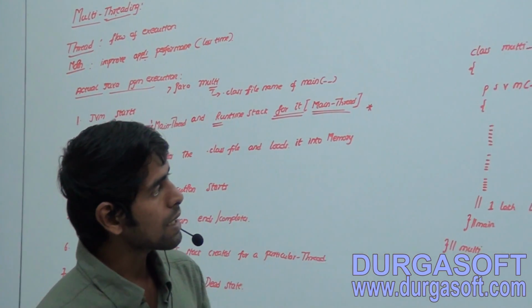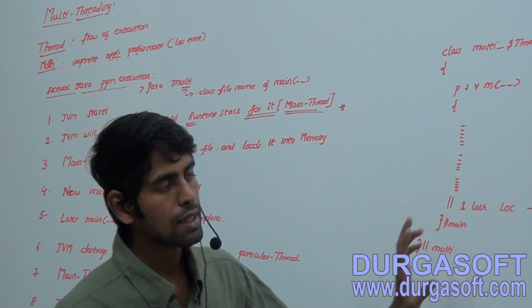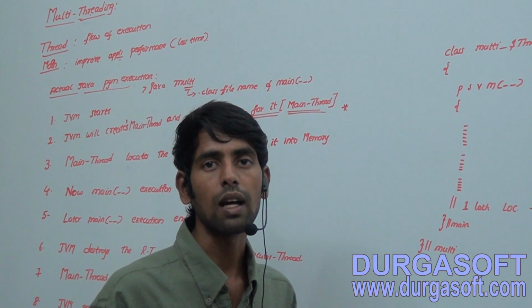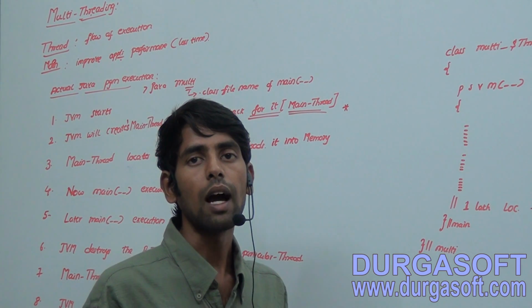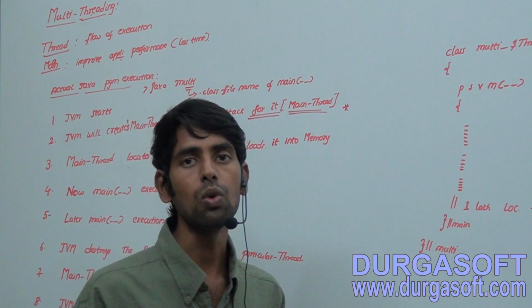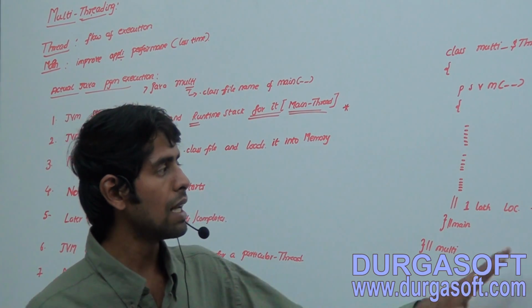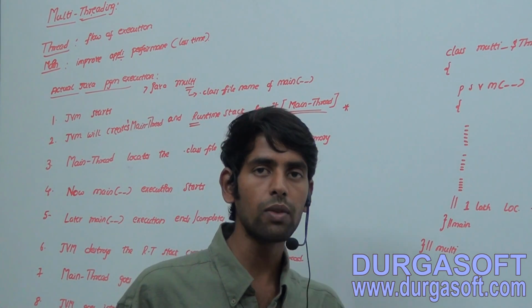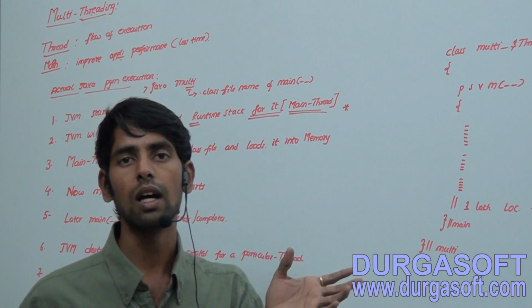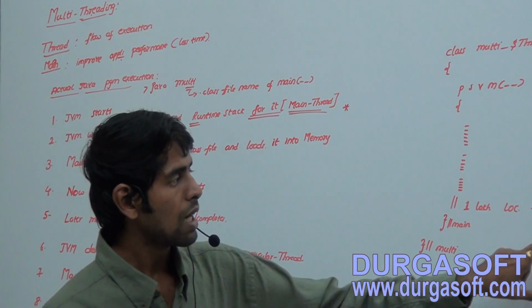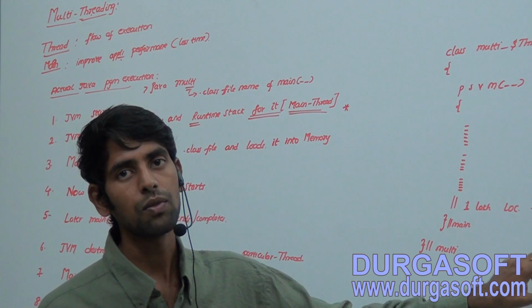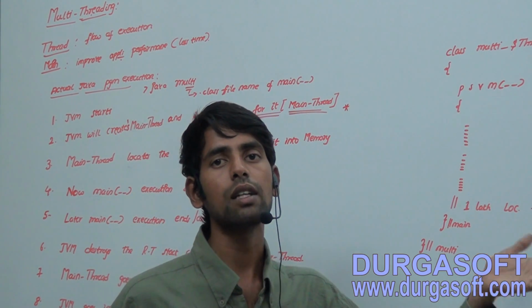Think that we have 1 lakh lines of code. Now I want to reduce the execution time to 5 minutes, or less than 5 minutes, or less than 3 minutes, whatever it may be, but I am going to reduce the execution time to less than these 10 minutes, which was the prior execution time.